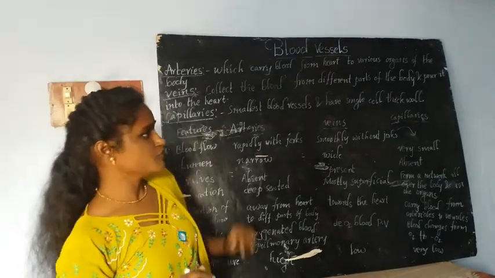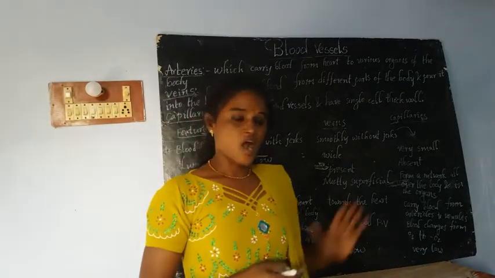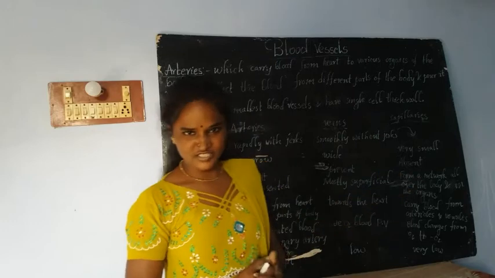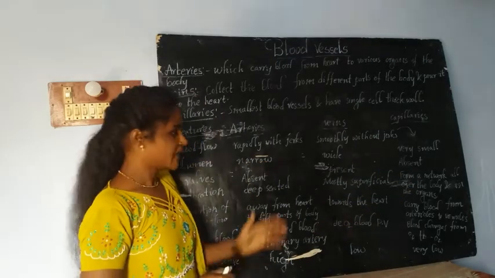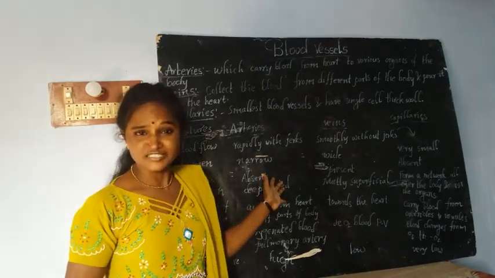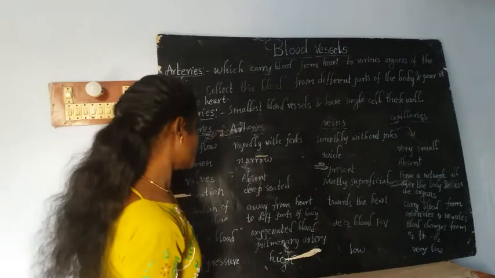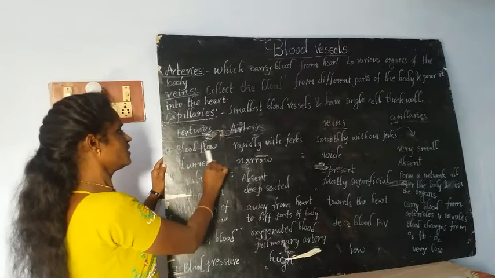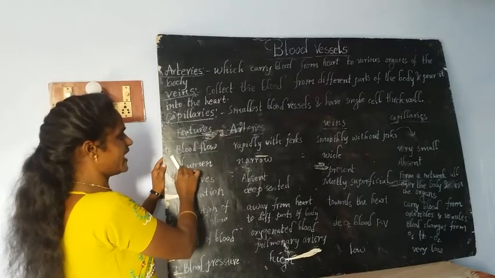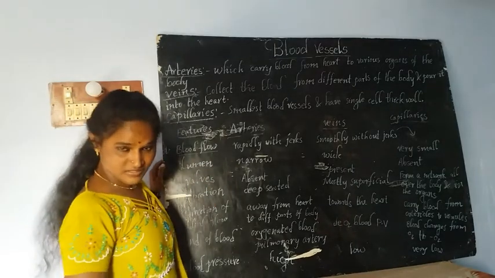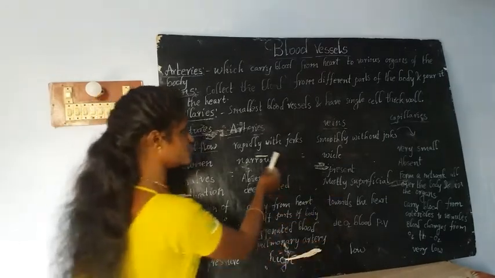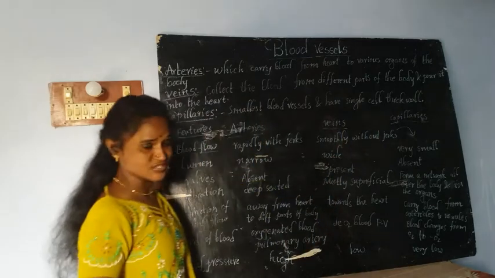It is very important to know about arteries, veins and capillaries. What are the major differences? Now we are going to discuss, and it is a very important question in your final examinations. See here children, the first one, blood flow. What is the first difference? Blood flow. How is the blood flowing inside the arteries, veins and capillaries?